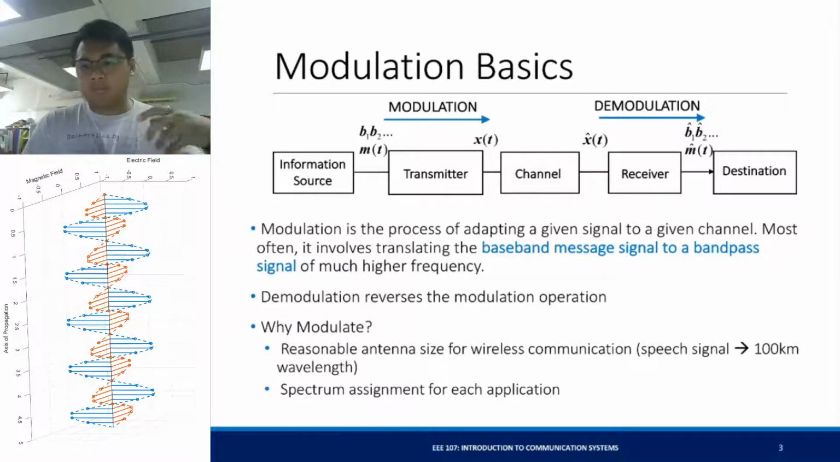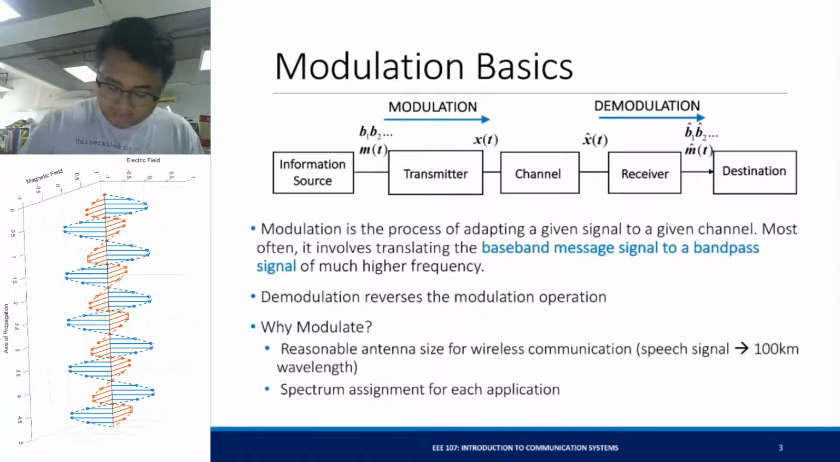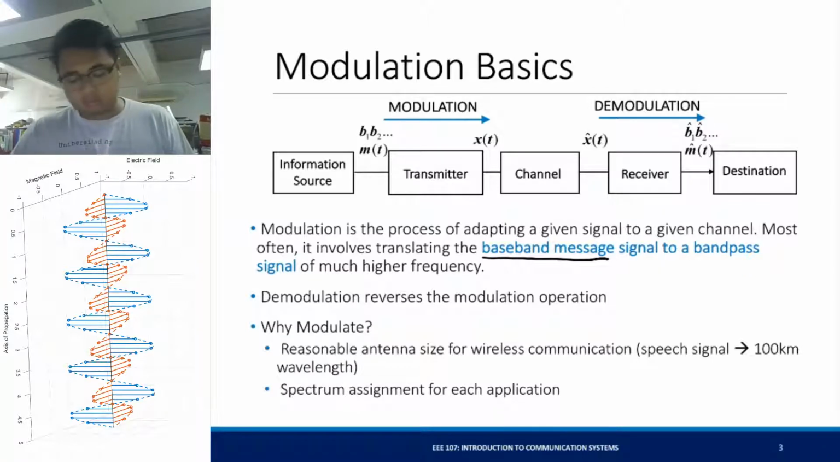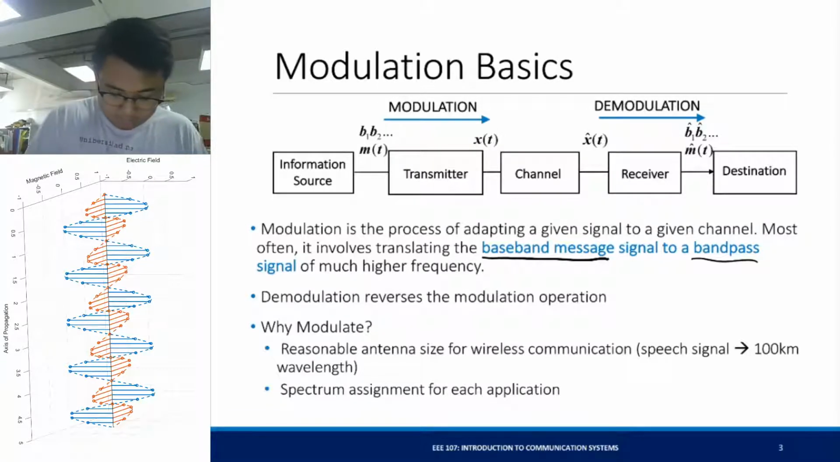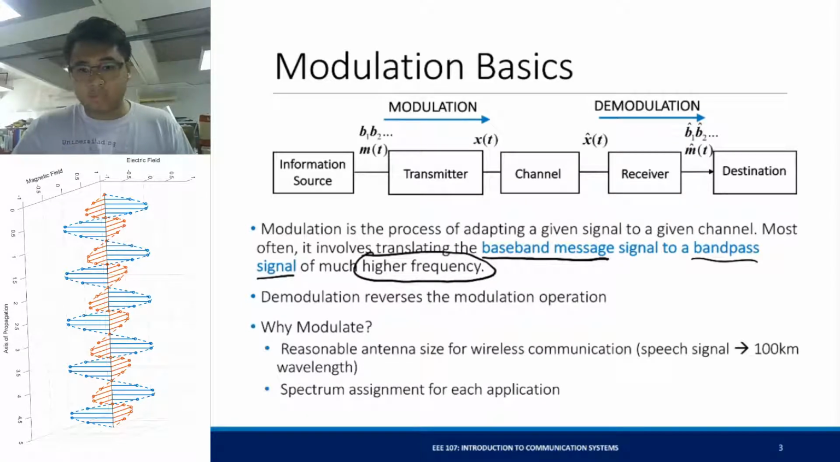But a common function of a modulator, the device that basically does the modulation process, most often than not involves translating the baseband message signal to a bandpass signal of a much higher frequency, right? So what is the purpose of doing that? Why do we need to translate a signal into a higher frequency?